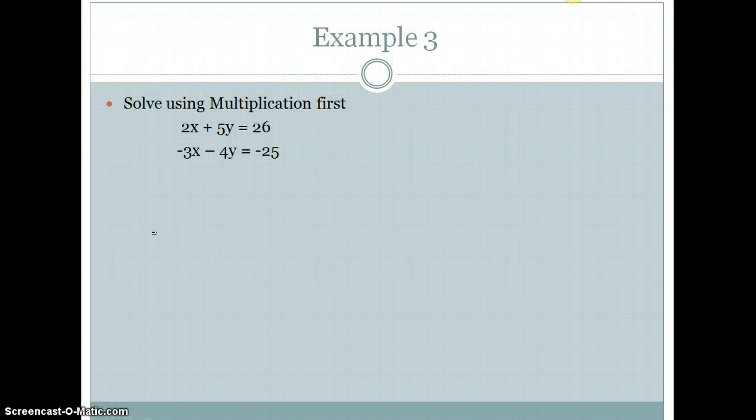So here's your Utry. Your Utry says, again, to solve using multiplication first. 2x plus 5y is equal to 26, and then negative 3x minus 4y is equal to negative 25.